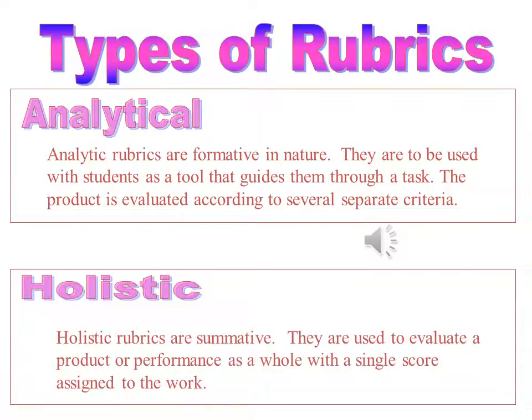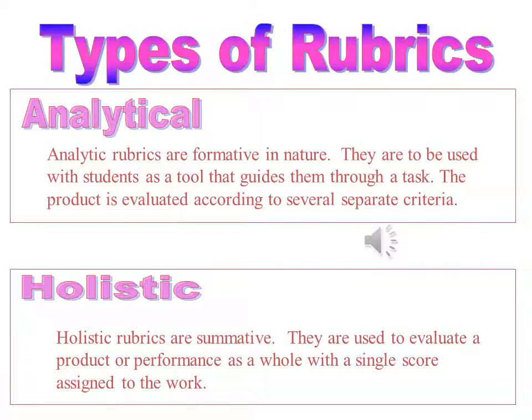There are 2 basic types of rubrics. There are analytical rubrics and holistic rubrics. The analytical rubric is formative in nature. This is what you would give to students so as they are working on a project or a paper, they can use the descriptors to help guide them through the tasks or series of tasks. The product is evaluated according to several separate criteria. So the best ever sundae rubric would be an analytical rubric.